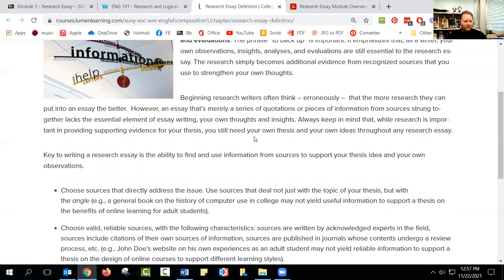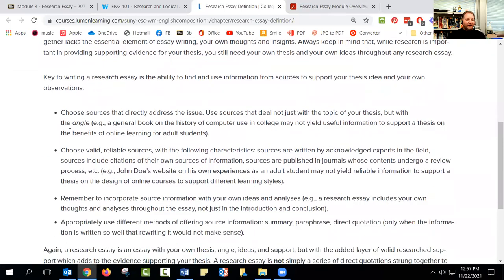All right. So it says, writing a research essay, this is key. All of these ones, right? Choose sources that directly address the issue. Use sources that deal not just with the topic of your thesis, but with the angle of your thesis, right? And remember, a thesis, just like a topic sentence, will always have that topic and the angle, right?